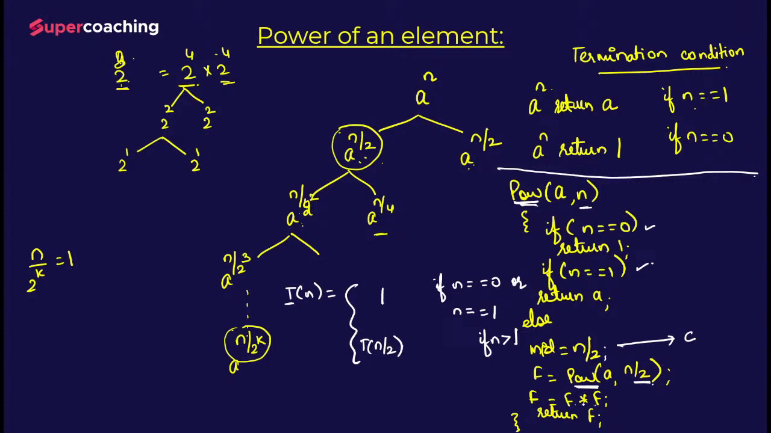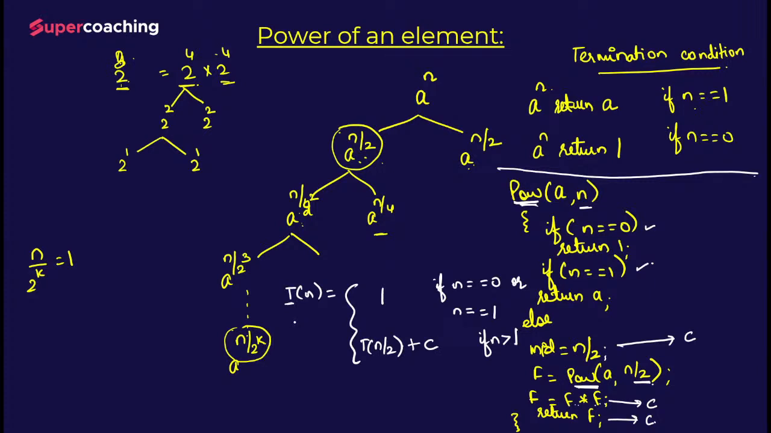After that we are performing a multiplication. Performing any arithmetic operation will be taking constant time. This will also be taking constant time. So ultimately this comes out to be plus constant. Can you tell me what will be the time complexity for this one?